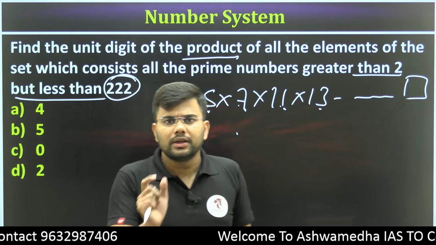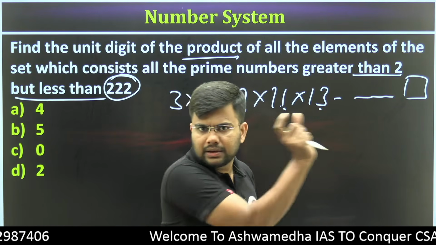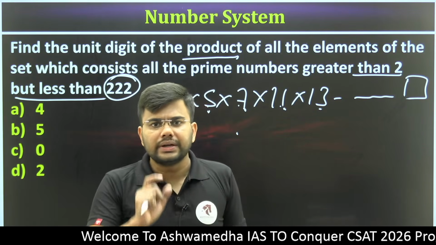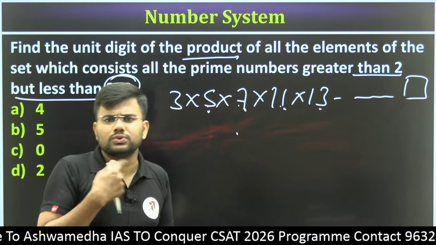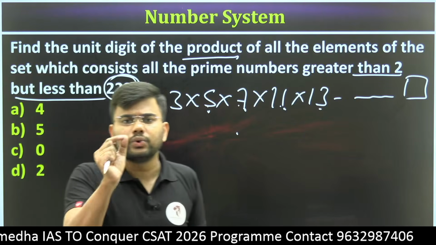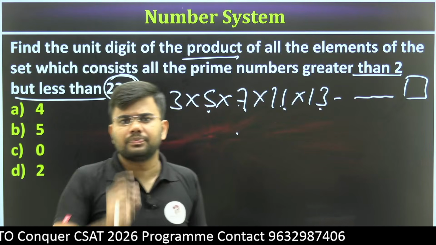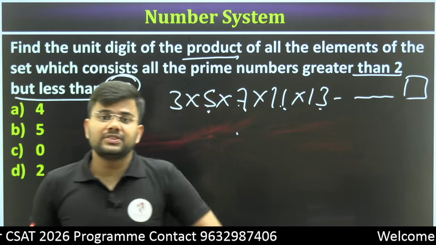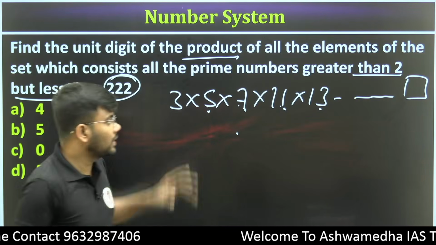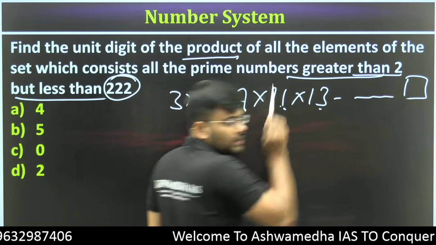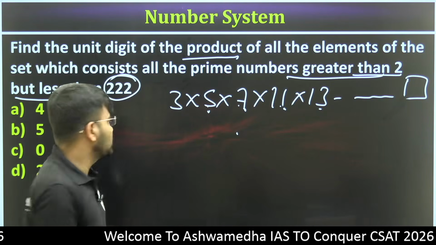Any number, if you get 5 in the entire series, the unit digit would be 5, because 5 multiplied by any odd number, 5 1s are 5, 5 3s are 15, the unit digit would be 5 itself. If there is any even number, since it is greater than 2, look, learn this concept very well.